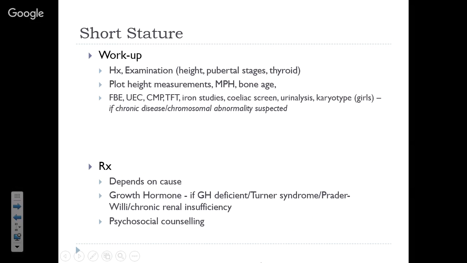To work up, with the history and examination, you do your assessment of growth, and bloods only if you suspect a chronic disease or chromosomal abnormality. Treatment depends on the cause. You can give growth hormone in some circumstances.